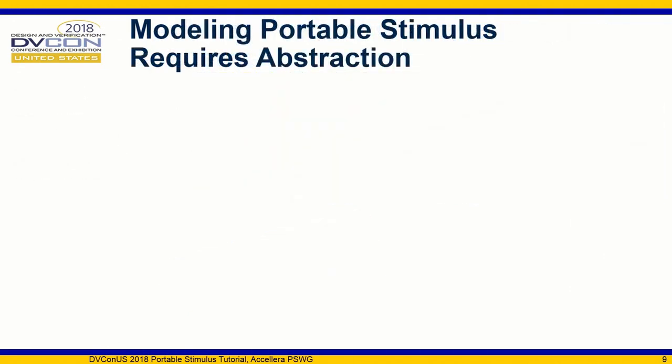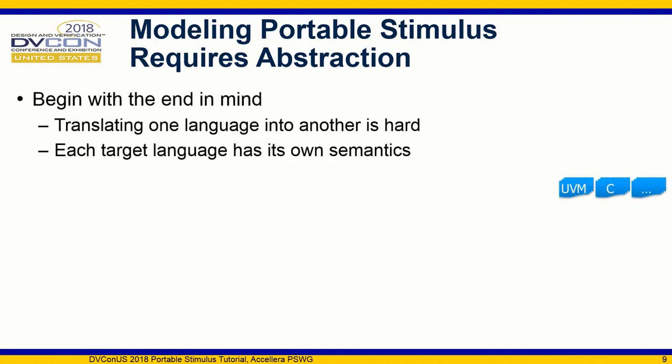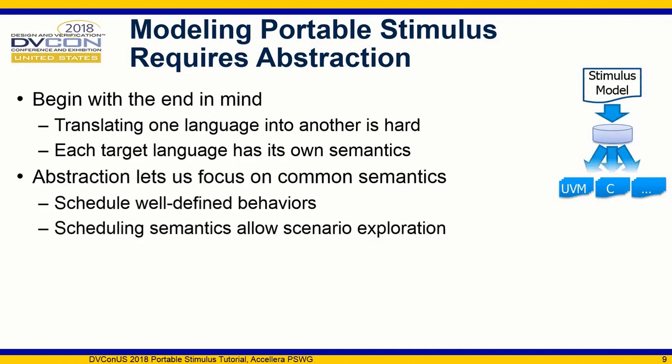So as I said, portable stimulus requires abstraction, so we want to start with the end in mind. Now, we've been thinking about this for a long time, and what we realized right up front, having been at DVCon since it was HDLCon, back when we had Verilog and VHDL, everybody knows translating from one language to another is really hard. So we did not want to do that, because each target language has its own semantics. There's lots of other idiosyncrasies between languages. We did not want to say, okay, you can start here and we'll figure out how to translate there. Not going to happen. Instead, we wanted to focus on the common semantics at an abstract level.